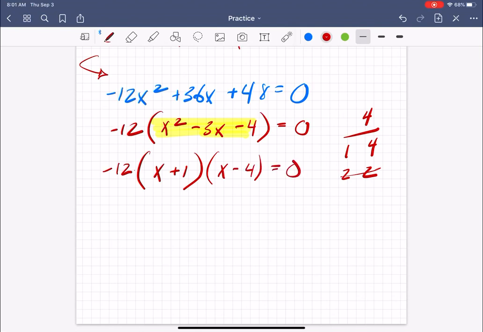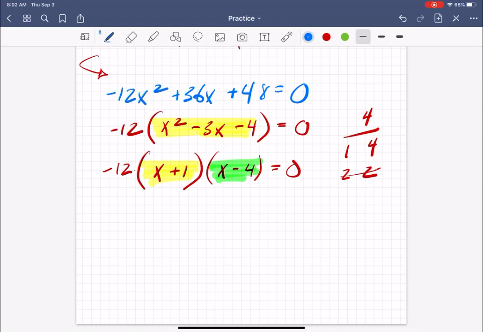And now by the zero product property, what that means is when I'm multiplying two terms together, or multiple terms together, if any one of them equals 0, the whole thing equals 0. So right now, I can look right at this x plus 1, and I can only concern myself with that. And I can say x plus 1, when is this 0?